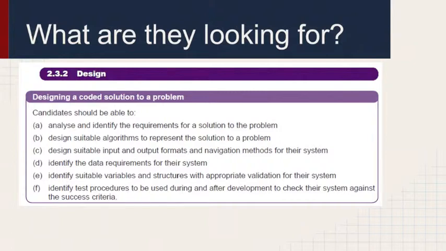Validation is where your program does not allow a user to do something stupid. So you're telling the program how to do things to avoid user stupidity, if you like. Identify test procedures to be used during and after development to check their system against the success criteria. Well, that's our test-driven development that we've been doing.